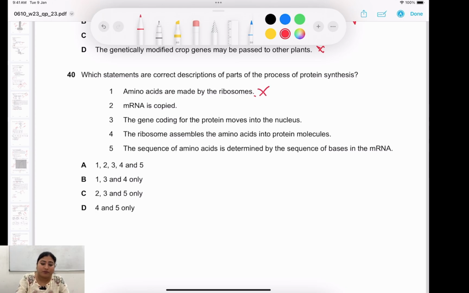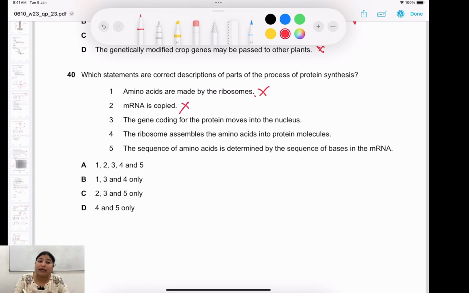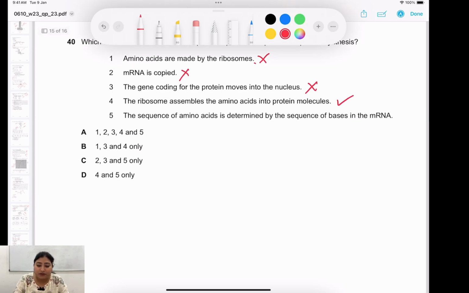So no. mRNA is copied. No, mRNA is not copied, but mRNA carries a copy of the gene. The gene coding for the protein moves into the nucleus. Doesn't make sense even. The ribosome assembles the amino acids into the protein molecule. This seems to be the right option. The sequence of the amino acids is determined by the sequence of the bases in the mRNA.